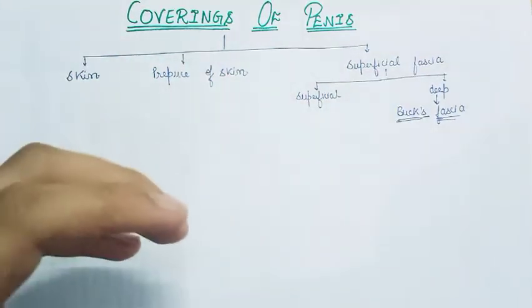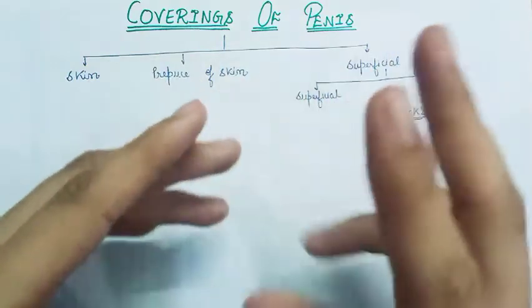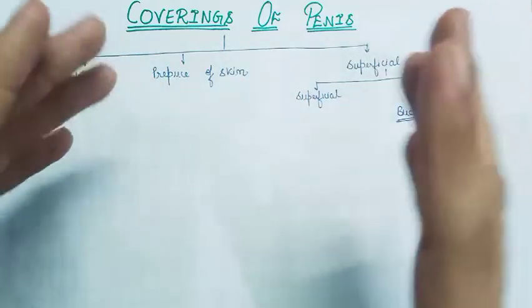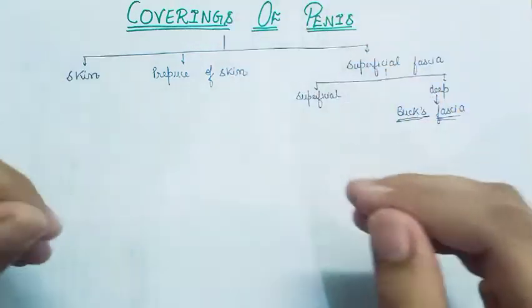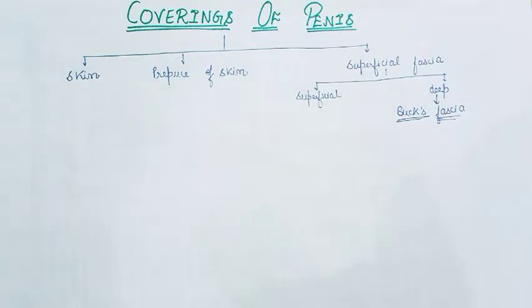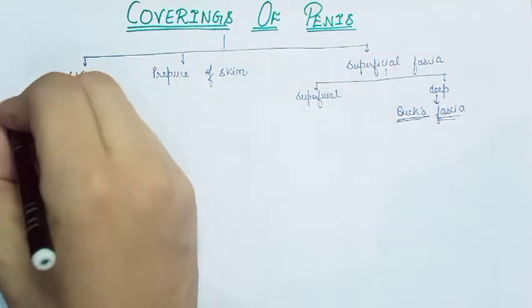Please do watch till the end, because the last two or three diagrams that we will be discussing are very important for understanding the different layers present in the penis, and moreover the situation or orientation of the different parts. So do watch till the end. Let's get started with the first topic, that is the skin.